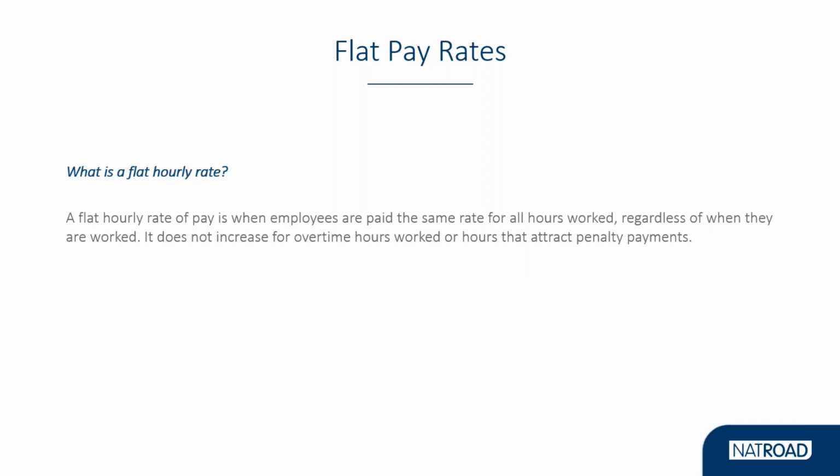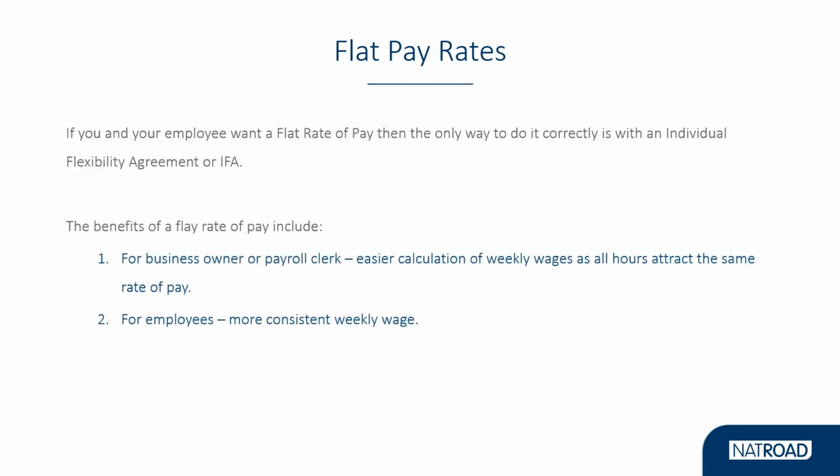All right. Now, this comes with some real areas that you need to be careful of. So let's have a look at those. If you and your employee want to arrange or negotiate a flat rate of pay, the wording I've used on the slide is the only way to do it correctly is with an individual flexibility agreement, which, again, we like to abbreviate these things, an IFA. It is not the only way, but it is the most straightforward and least complicated way of doing this.